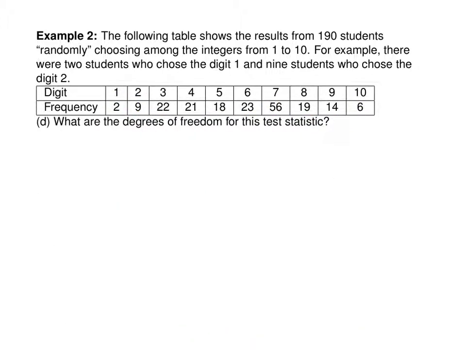What are the degrees of freedom for this test statistic? Since we have 10 categories, the degrees of freedom is 10 minus 1, or 9.